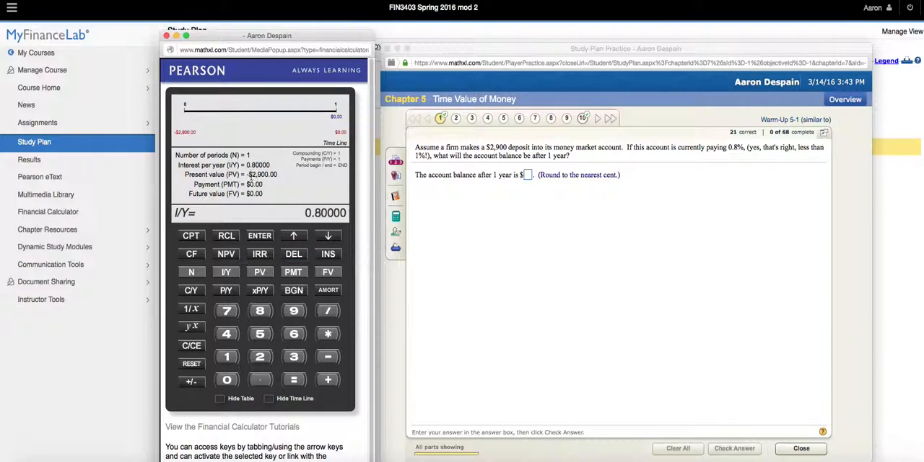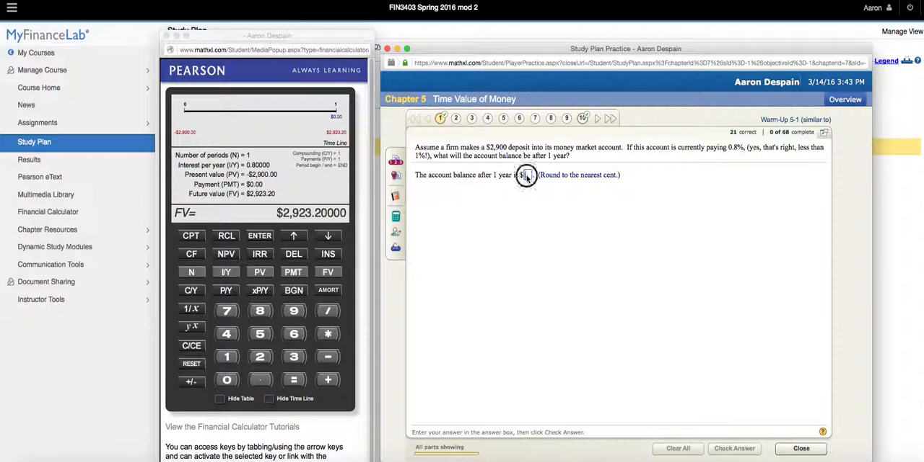So we have $2,900 as our present value, 0.8% as the rate for 1 year, and then again our timeline depicted up here with the scenario. So we just simply hit compute future value, which is what we're solving for. There's our answer. So our $2,900 deposit up front is going to yield an end result after a year of $2,923.20.